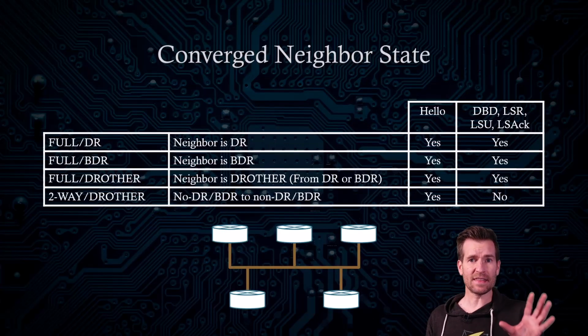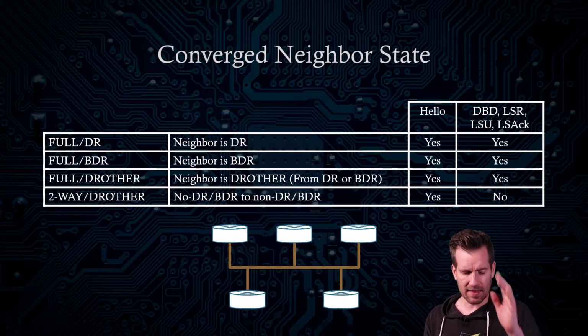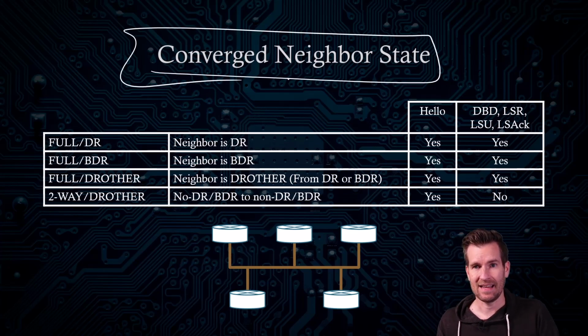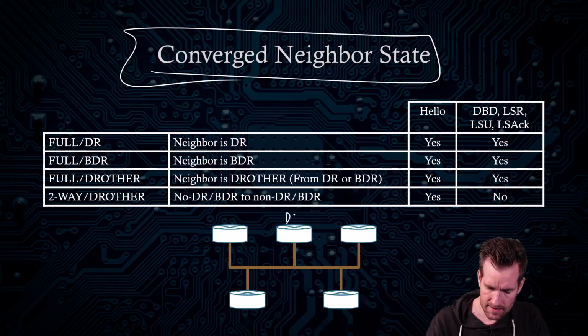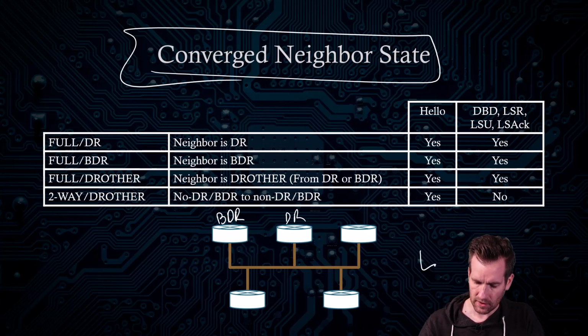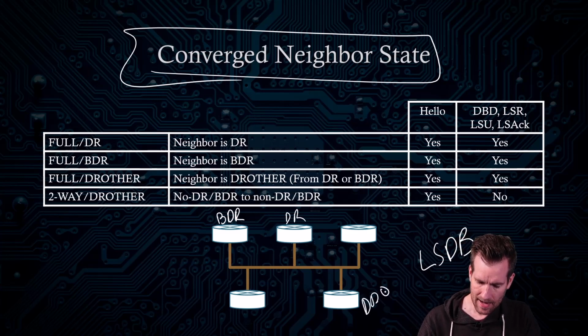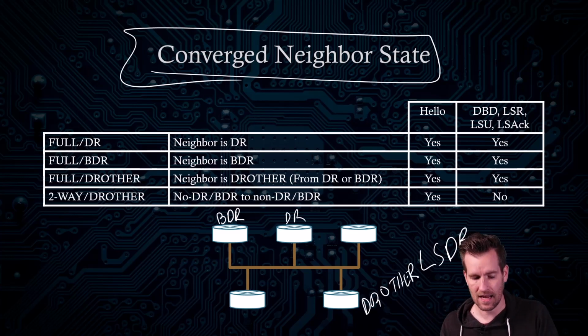So once everything is fully converged and everything is communicated, then we are calling that the converged neighbor state. This is when the DR is elected, the BDR is elected, and everybody has their link state database all up to date. And so what's going to happen is we're going to have several types of relationships that are going to exist in this case right here.